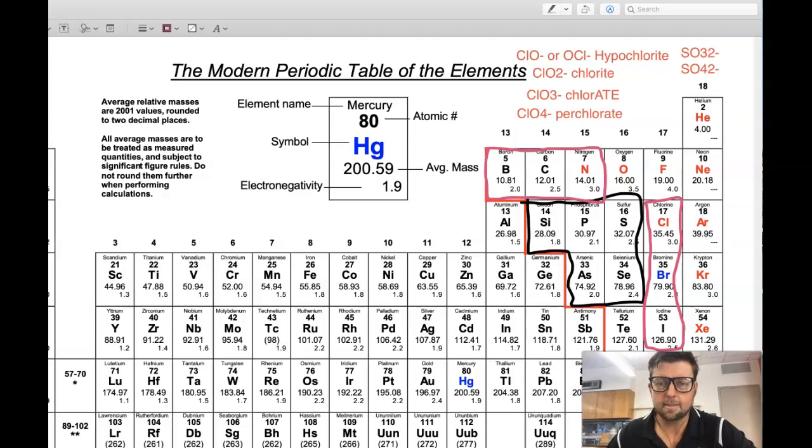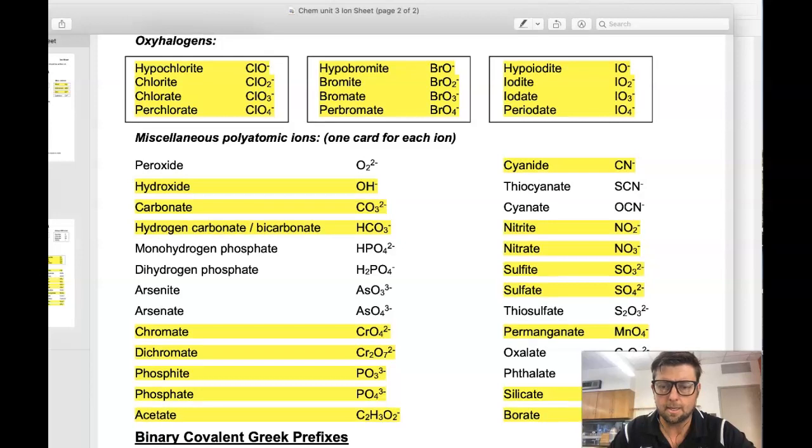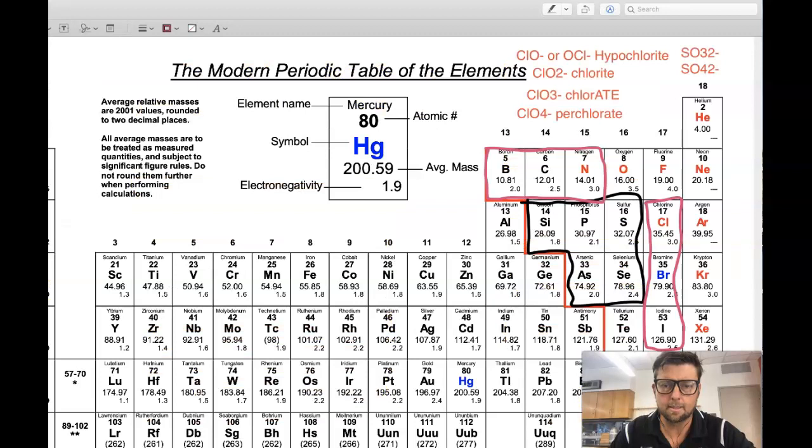Okay, this is my trick for learning a whole bunch of the polyatomic ions. The key to this is using your periodic table. So you want to have your periodic table out right now. You also want to have your polyatomic ion sheet out right now, so we can check the correctness of our little system here.